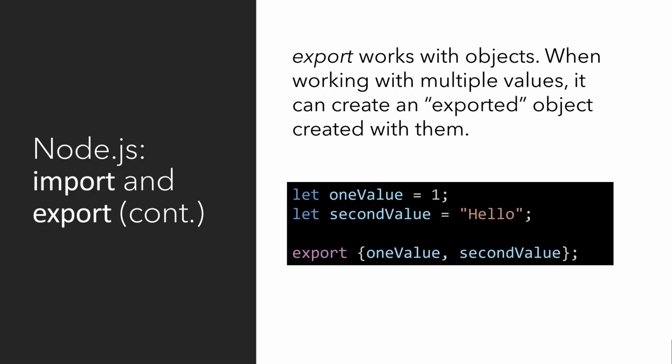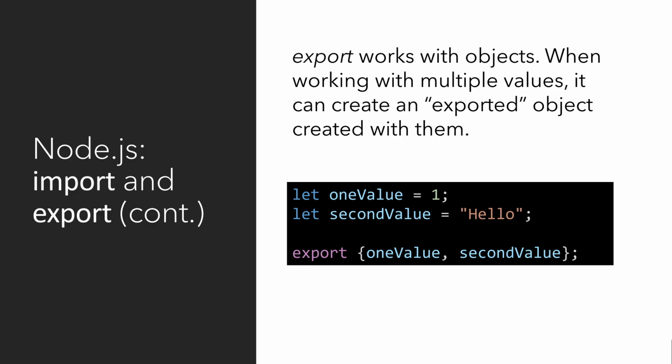The export keyword also works with objects. Both import and export work with objects. When working with multiple values, the export keyword can create an exported object created with them. In this example, notice how there are two separate values, one value equal to the number 1 and second value equal to the string hello.